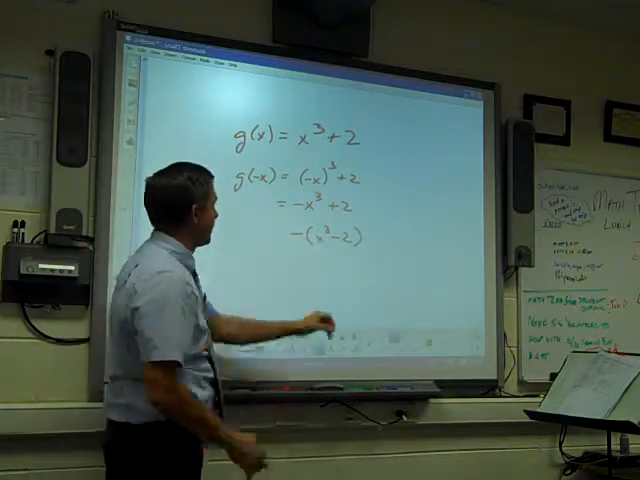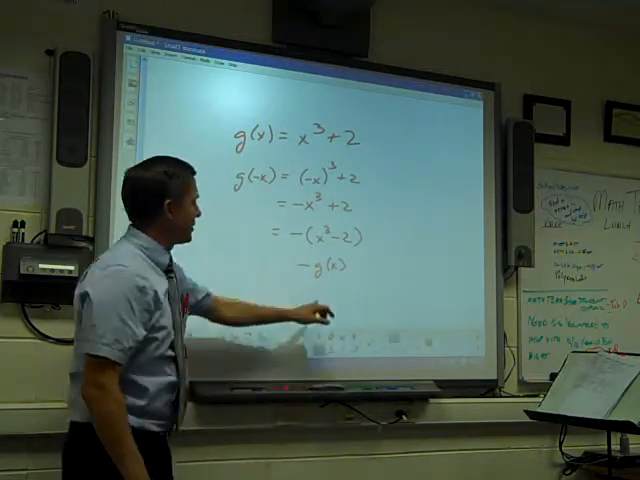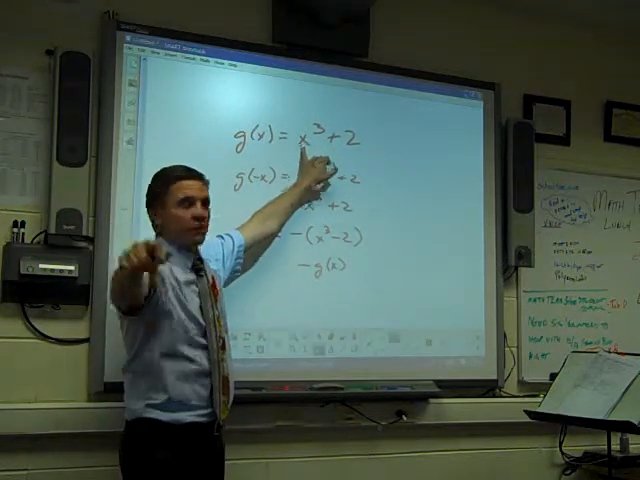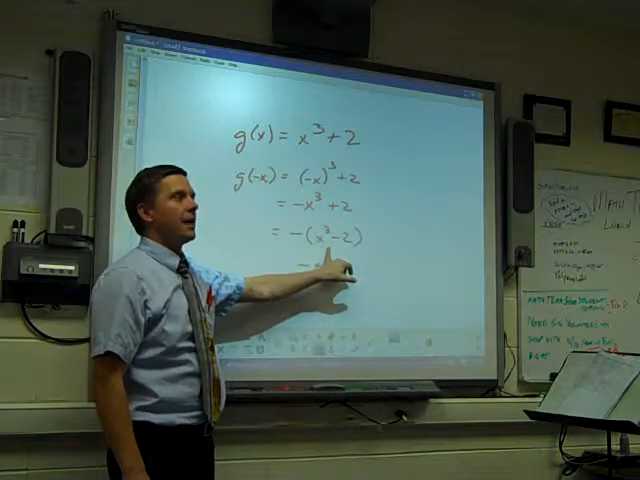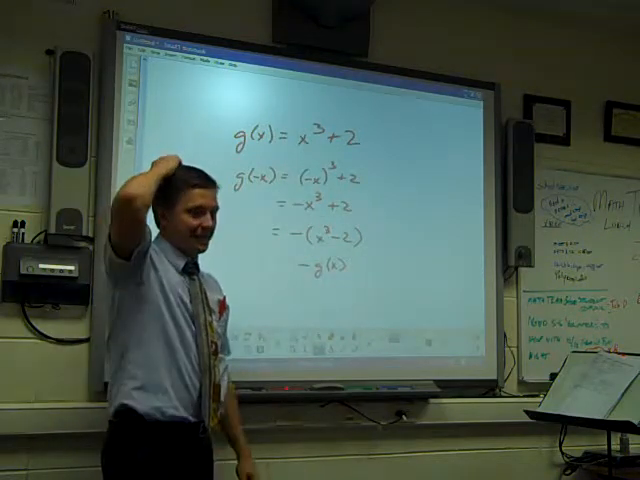Is it the opposite of the function? Is this negative g of x? What is g of x, everybody? It's x cubed plus 2. What's this? x cubed minus 2. Are these the same? No. So it's not odd.